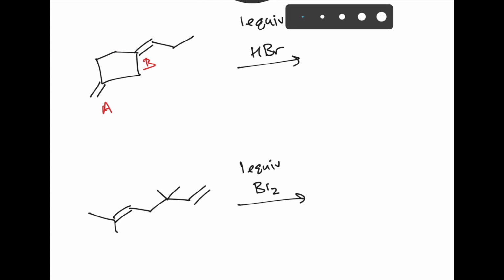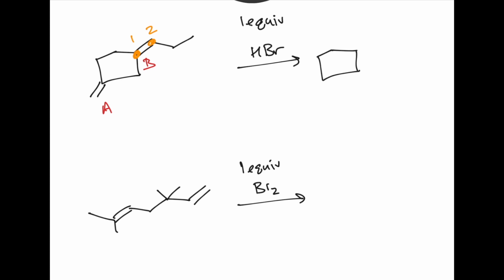Now that you've decided that it's adding to B, do you add to carbon 1 or carbon 2? Carbon 1. Again, it's the more substituted of the 2 carbons, so the bromine goes there.